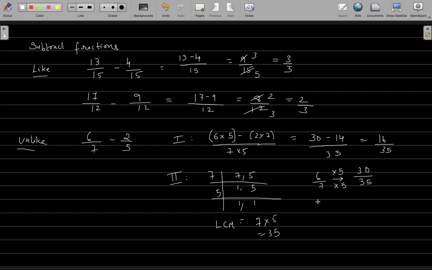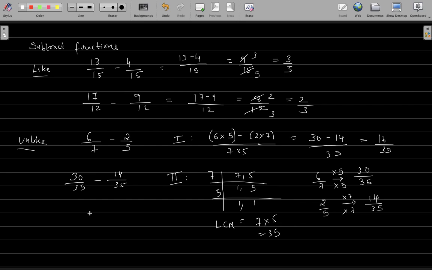Now I will convert the second fraction, which is 2 by 5, to its equivalent fraction where I will be having 35 in the denominator. When do you get 35? 5 times 7 gives you 35. So 2 times the 7 also should give you 14 upon 35. So now you have converted both these fractions to their equivalent fractions. That's how you can write 6 by 7 as 30 upon 35 minus 2 by 5 as 14 upon 35.